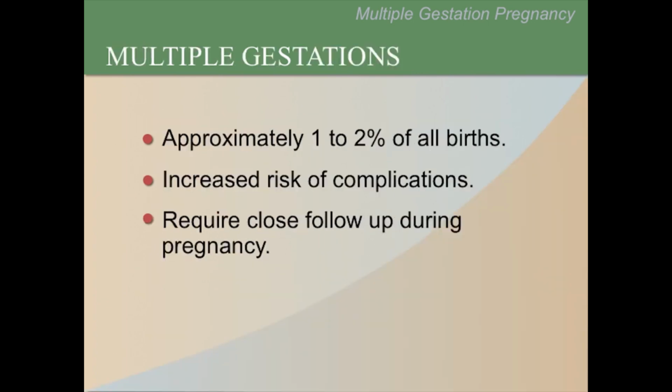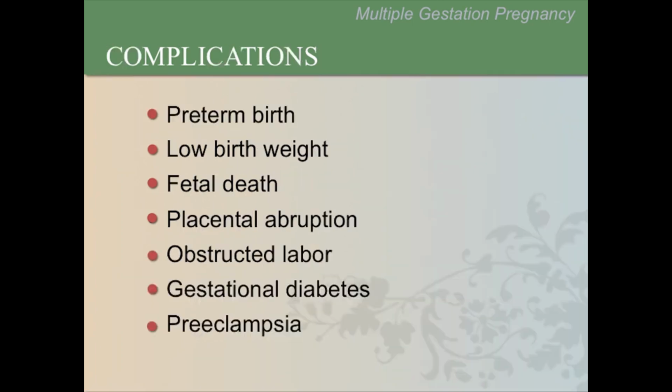About 1 to 2% of pregnancies result in two or more fetuses, which we refer to as multiple gestation. Complications in these pregnancies are increased both for the fetuses and the mother. Because of these possible complications, we need to follow pregnancies with multiple gestation closely. Some of these complications can include preterm birth and low birth weight, which puts the baby at a higher risk for dying and having health problems such as mental retardation, breathing, vision, and hearing problems.